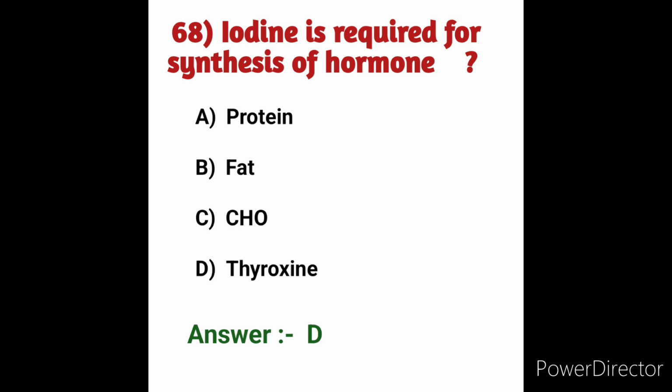Iodine is required for synthesis of hormone. Option A protein, option B fat, option C CHO, means carbohydrates, option D thyroxine. Actually thyroxine is also called T4. Thyroxine is the main hormone secreted into the bloodstream by the thyroid gland. Iodine is required for thyroxine. Option D is the correct answer.